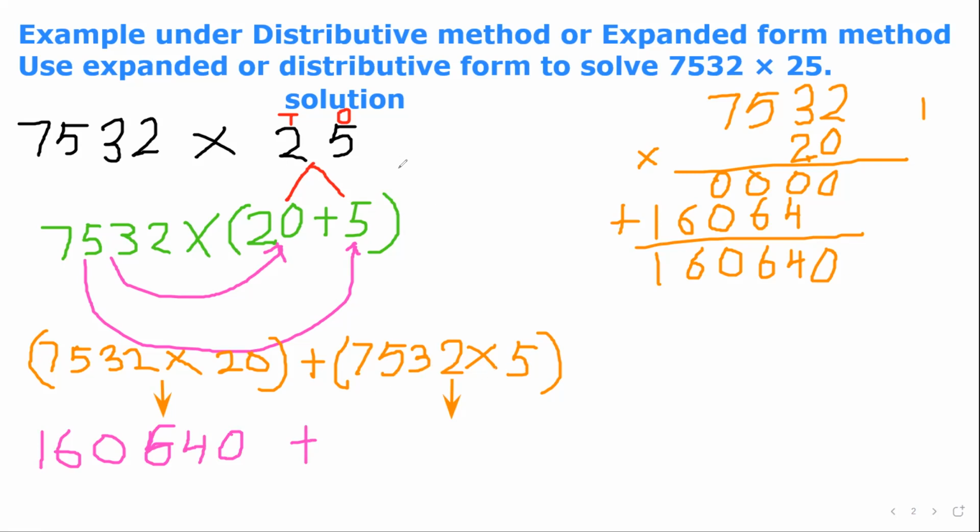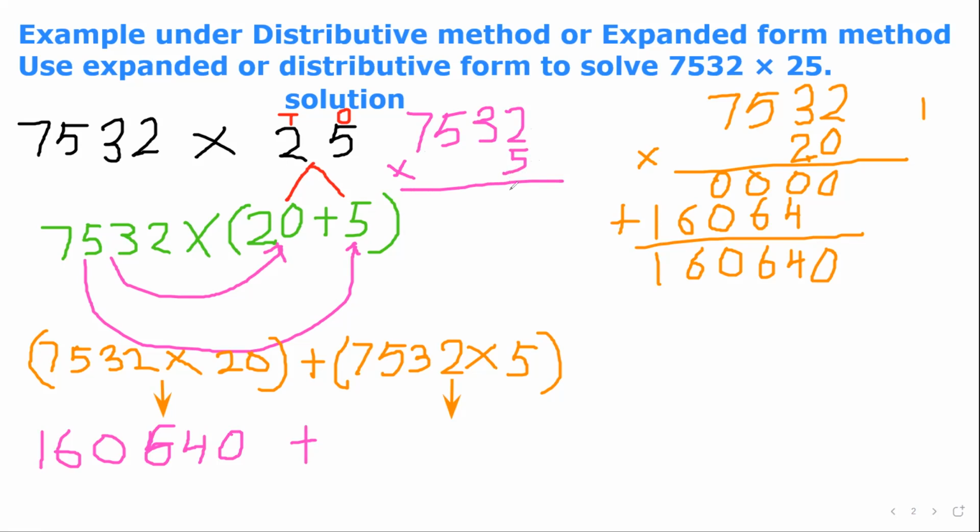Plus then you perform the actions of this one, 7,532 by the 5, using the same vertical method to solve. So 7,532 times 5. Okay, good. So this 5 will be used to multiply.